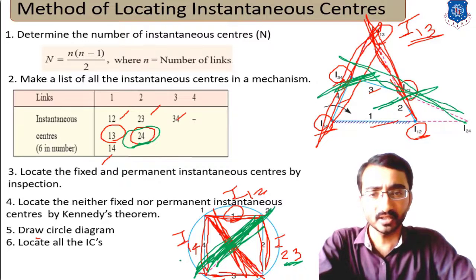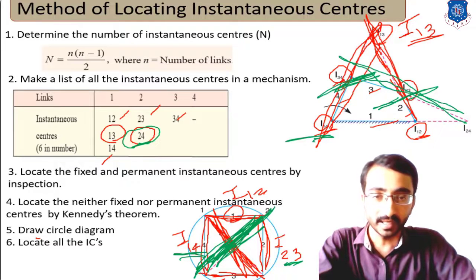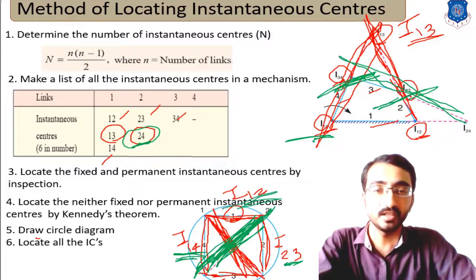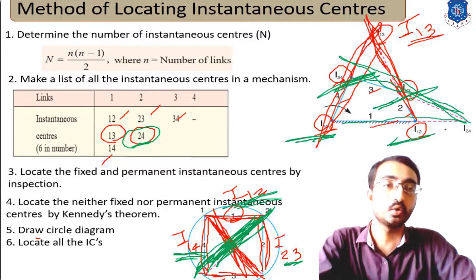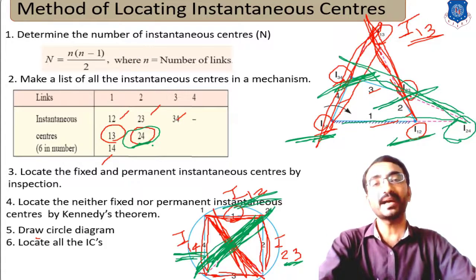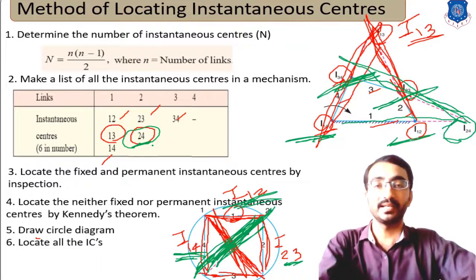The second one is I14 and I12. So by extending these two lines, or by joining these two green lines, you can observe that you will get I24. By this circle method we can locate the neither fixed nor permanent instantaneous center in any mechanism.